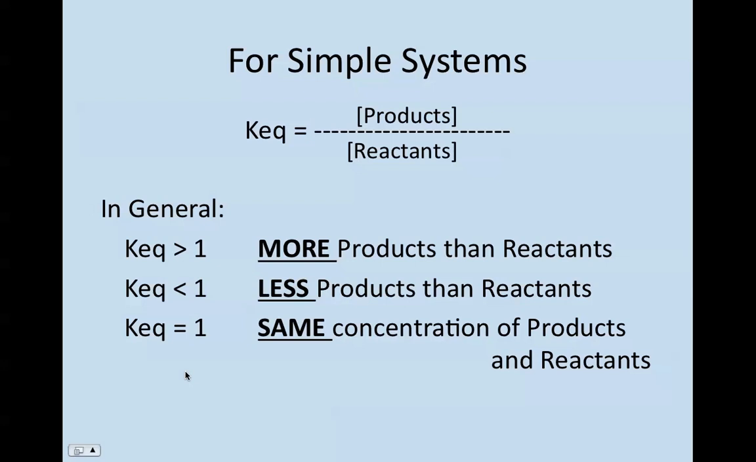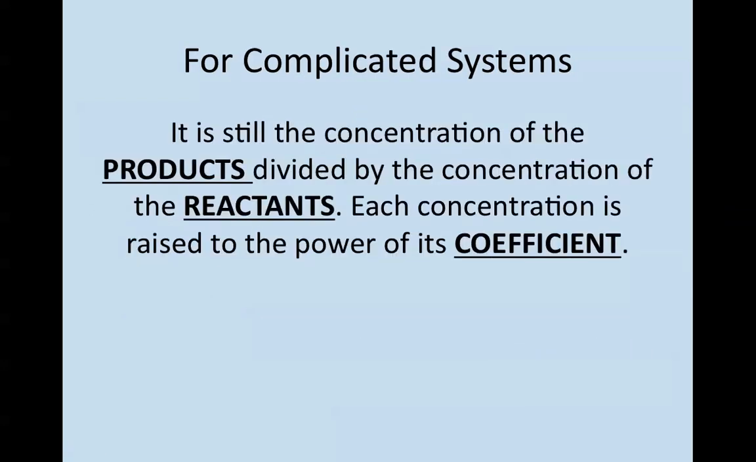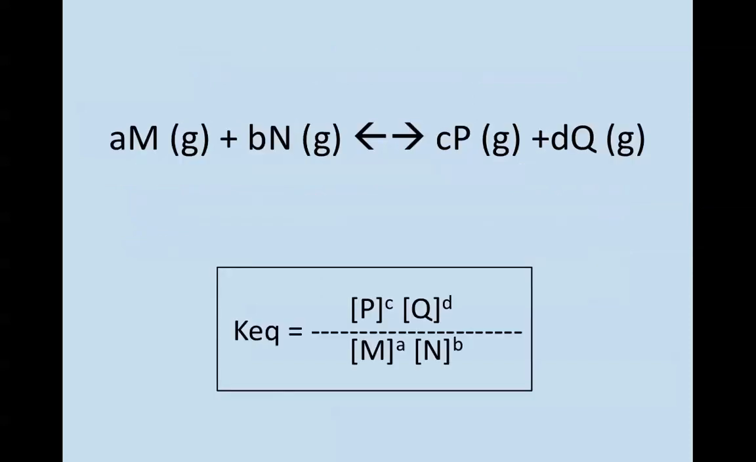Now, not every system is going to look like this. It's still the concentration of the products divided by the reactants, but we're going to be raising each of the concentrations to the power of its coefficient. Now, here we have an example, and each of the lowercase letters represents a number, and the capital letters are representing an element or a compound.